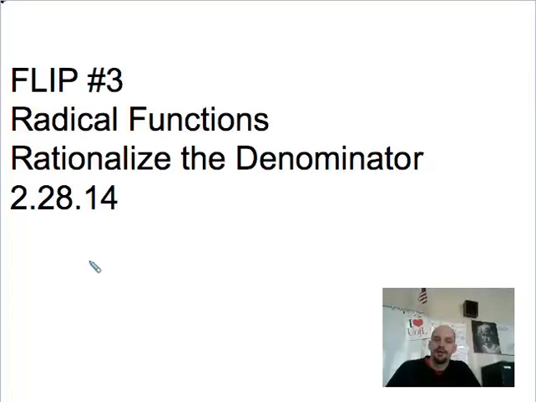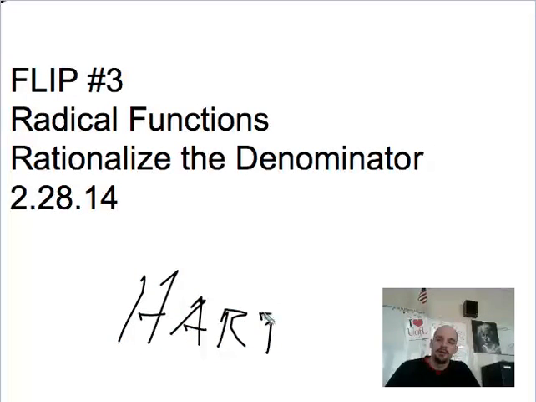I'm going to focus on radical functions this morning, working with rationalizing the denominator. Again, my name is Mr. Hearth. And here we go.